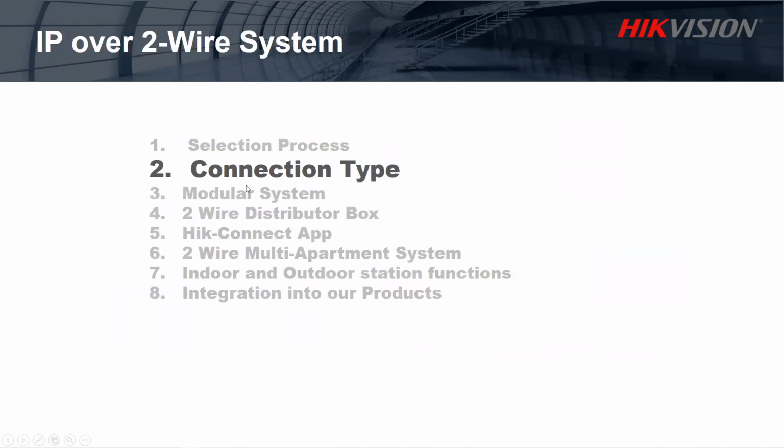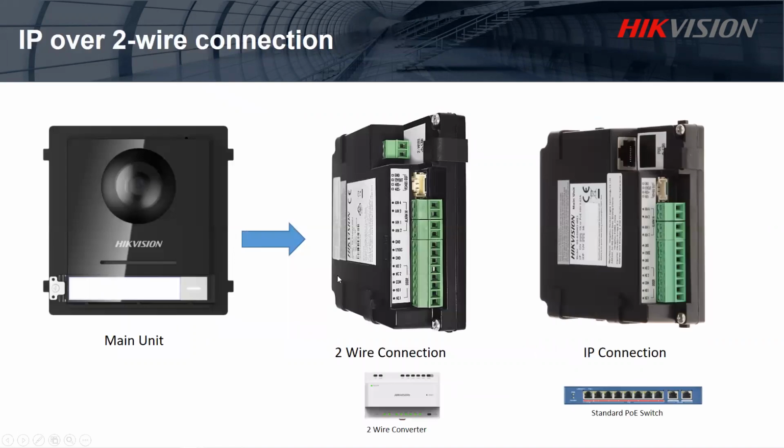All right, let's quickly have a look at the difference between the connection types. For the connection type, you're going to see the only difference between the two modules, whether indoor or outdoor, is that the unit will come with a two-wire interface, and the IP solution will come with an RJ45 interface or slot. For the two-wire, you're going to need the two-wire converter to IP. And for the IP connection of the PoE, you're going to use a standard PoE switch.